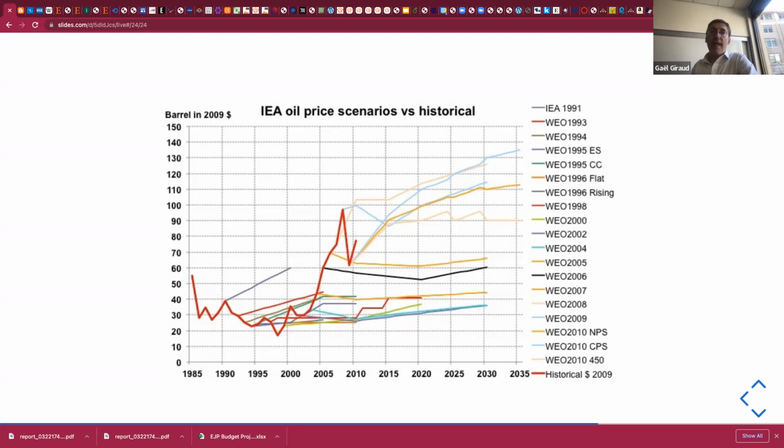That's another example of a problem that we have, which is that we are completely unable to forecast the price of oil. So here you have the true price curve, and each time you have a prediction of the International Agency.